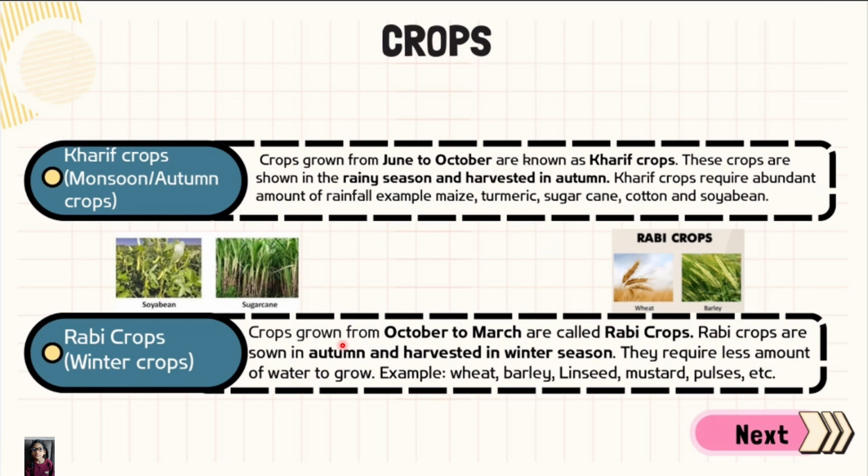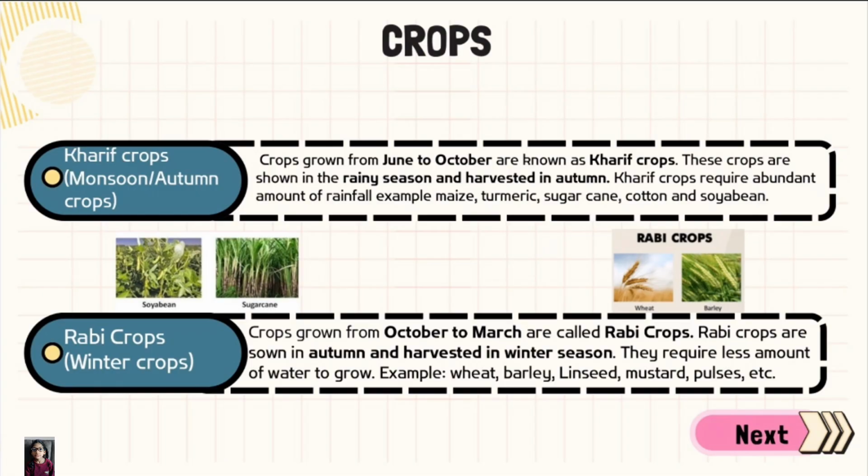Rabi crops. Crops grown from October to March are called Rabi crops. Rabi crops are sown in autumn and harvested in the winter season. They require less amount of water to grow. Example: wheat, barley, linseed, mustard, pulses, etc.